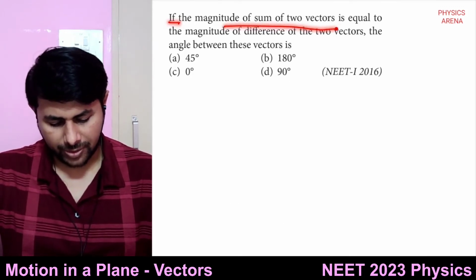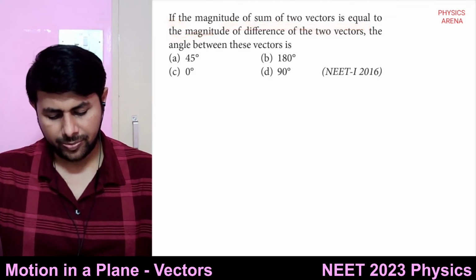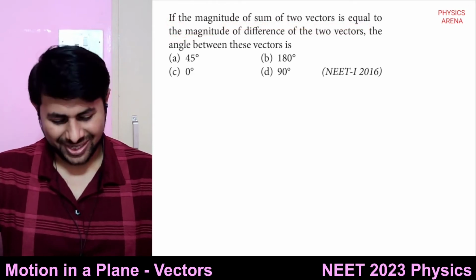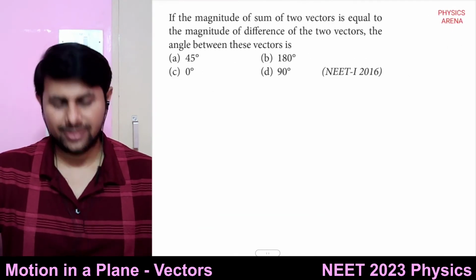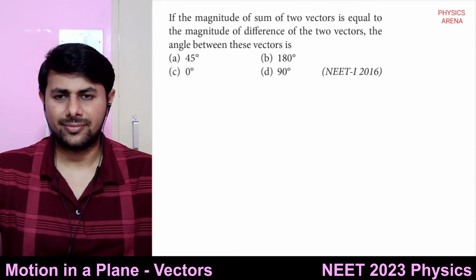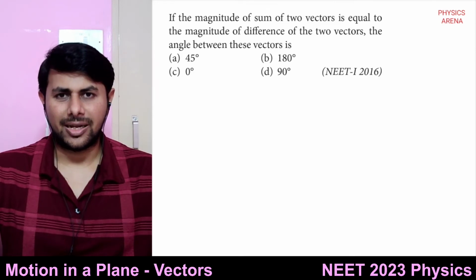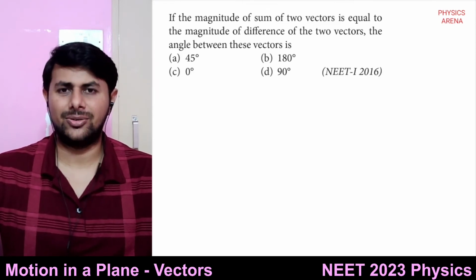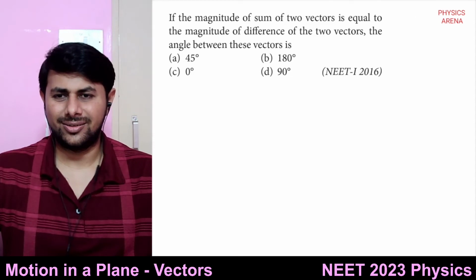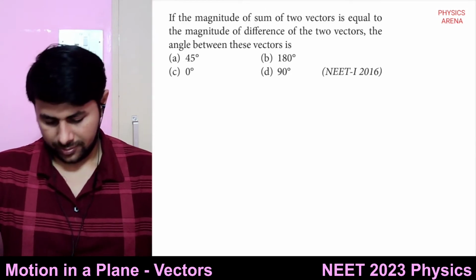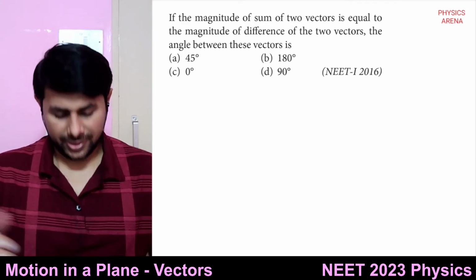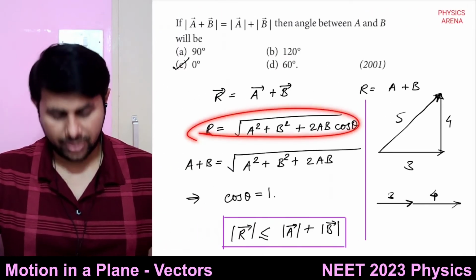If the magnitude of the sum of two vectors is equal to the magnitude of the difference of two vectors, the angle between these vectors is... The magnitude of the sum of two vectors is equal to the magnitude of the difference of two vectors. All right, so one way is using this formula, we can solve the question.